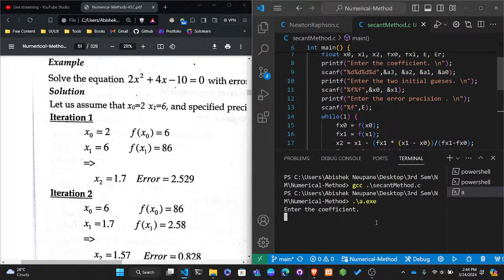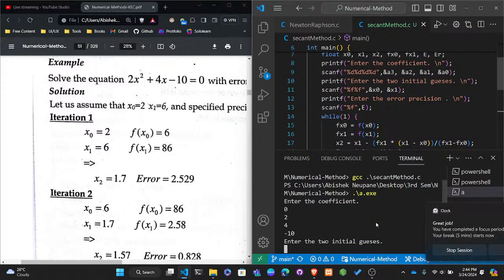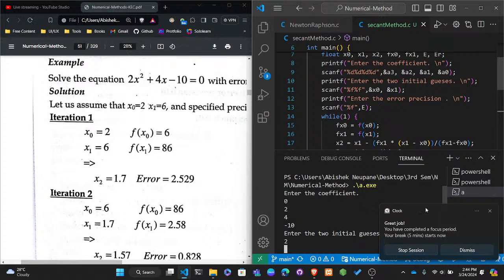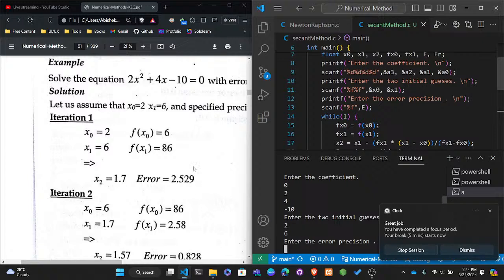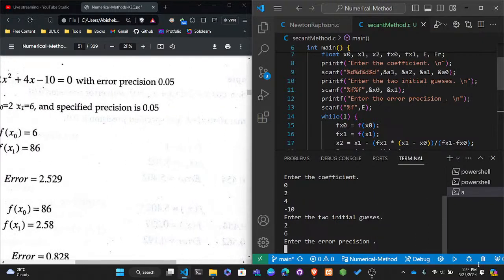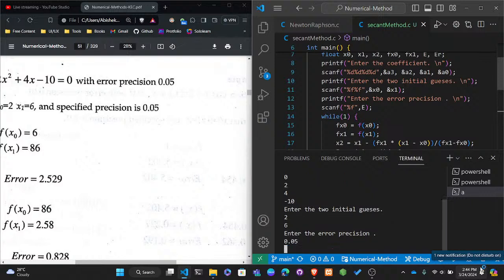So in our case, the first coefficient will be 0, the second one will be 2, the third one will be 4, and the last one will be minus 10. Our initial guesses will be 2 and 6. Now the error precision is 0.05. Okay.